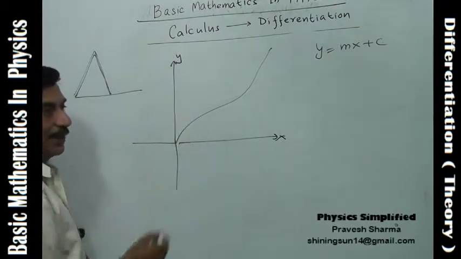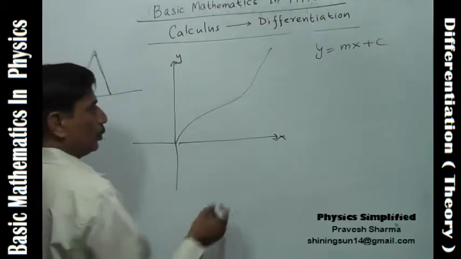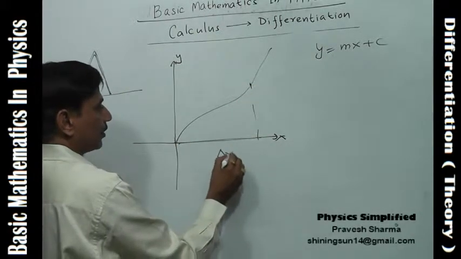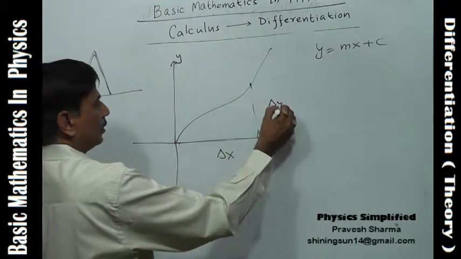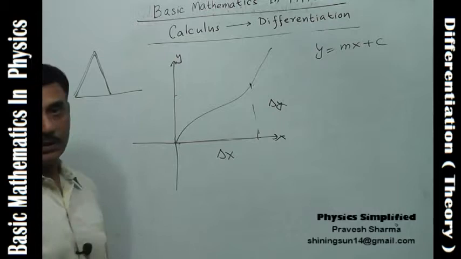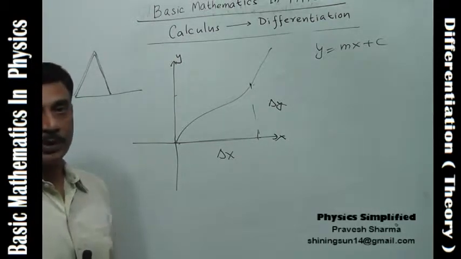Let's say we have a function like this. So in this case, how do we find delta y by delta x? You cannot say that it is from here to here. Let's say this is delta x, so this is delta y, and we can find delta y by delta x. So it doesn't mean anything over here. Delta y by delta x will not mean anything over here.